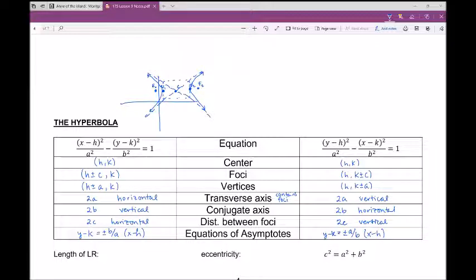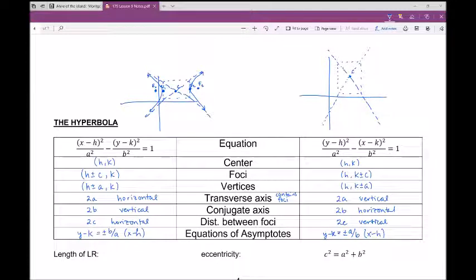Let's look at the vertical case. So in the vertical case, let's say that our center is right there, and maybe because of a and b, we get a box that looks something like this. Okay, now again, your asymptotes would be determined by lines that go through the corners of your box and through the center of your hyperbola. And so we might get some asymptotes that look like that.